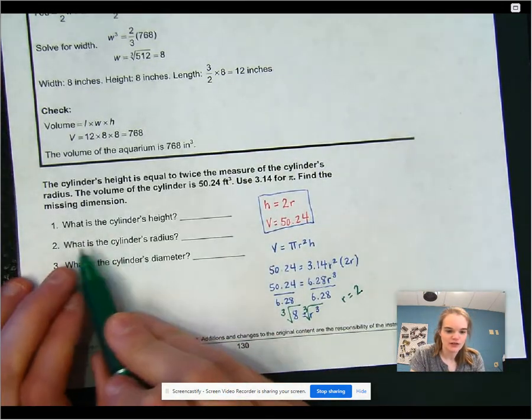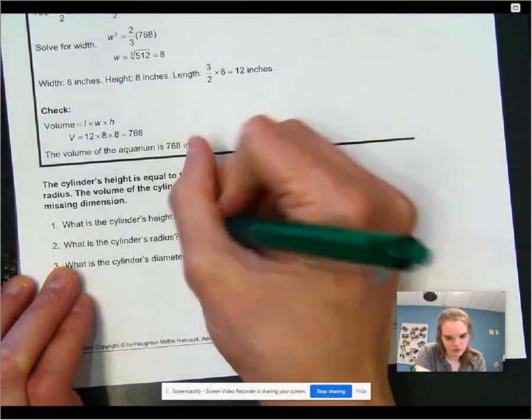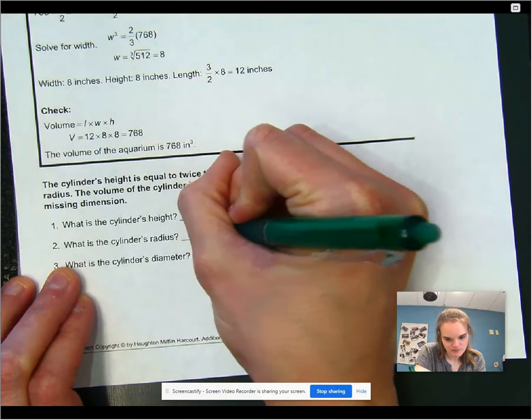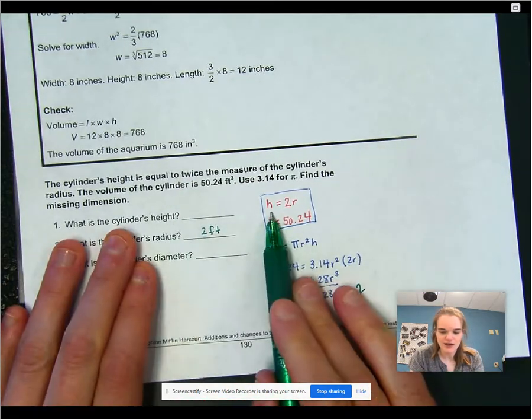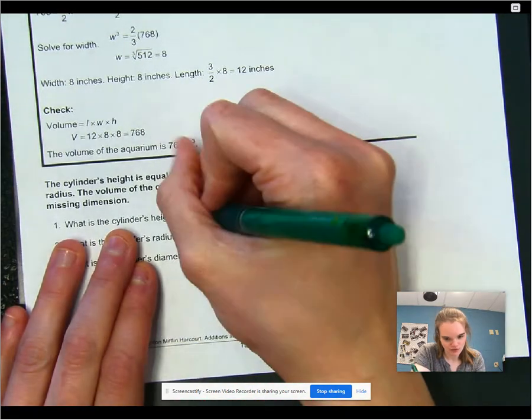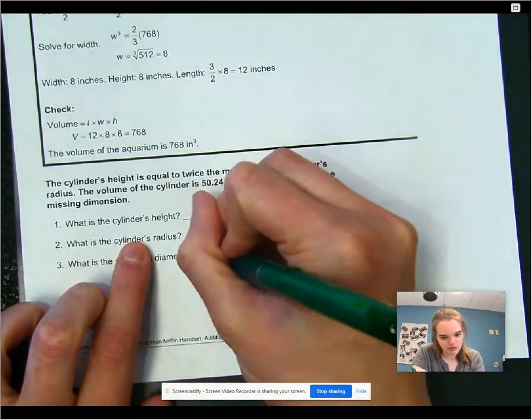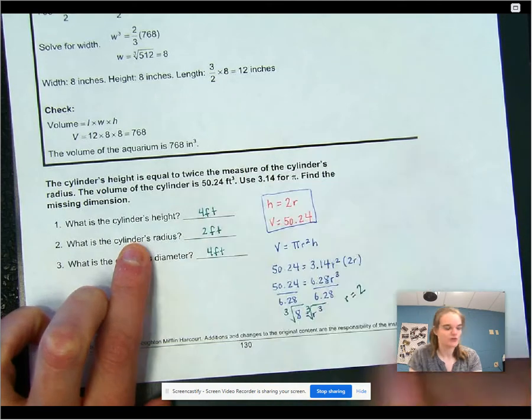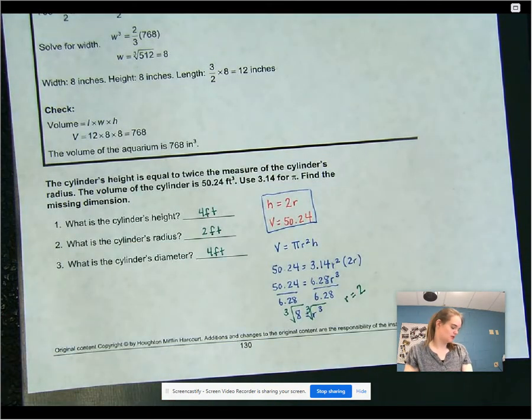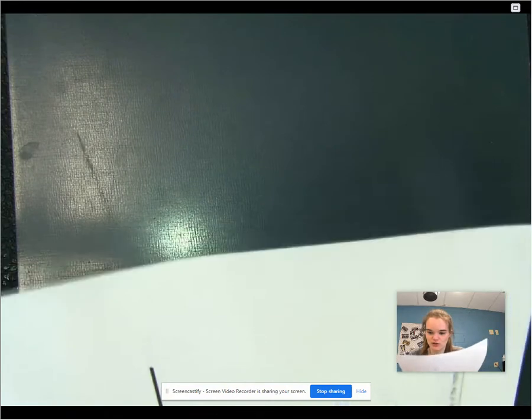Okay, so the cylinder's radius is 2 feet. The height is 2 of the radiuses, so it is 4 feet. The cylinder's diameter is double its radius, so it is also 4 feet. So there are our missing dimensions. All right, we're going to cut this out, glue this in on 146. This is our last page in our notebook.